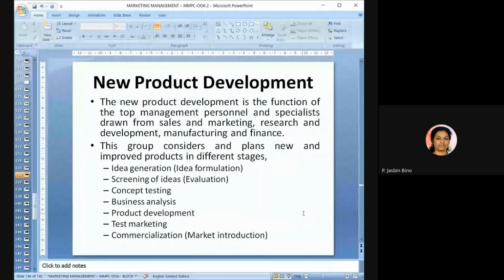So how are they developing a new product? There are different stages to develop a new product. First one is idea generation or idea formulation. Second one is screening of ideas. Third one is concept testing. Fourth one is business analysis. Fifth one is product development. Sixth one is test marketing. And seventh one is commercialization. So these are the different stages of new product development.